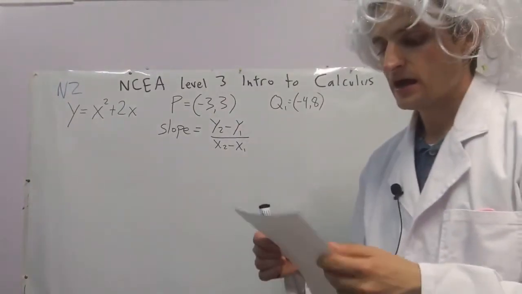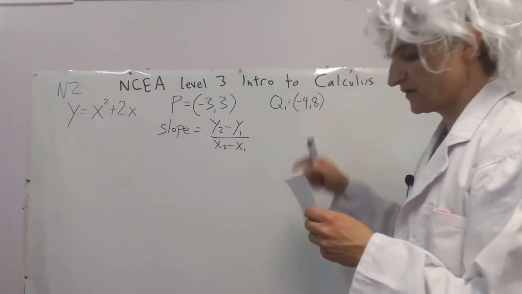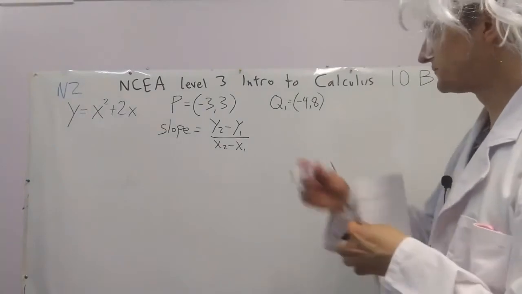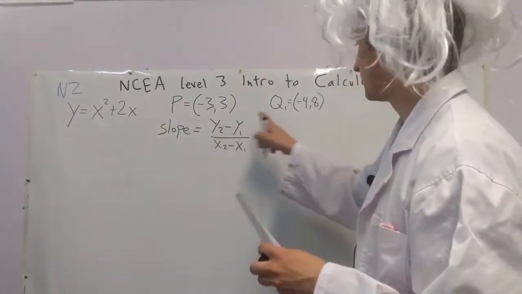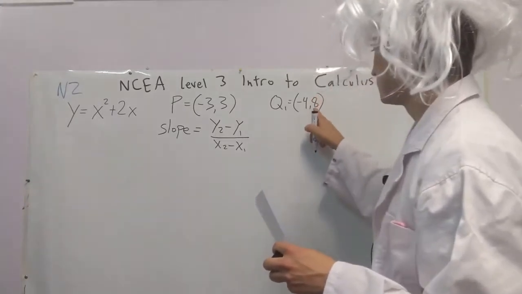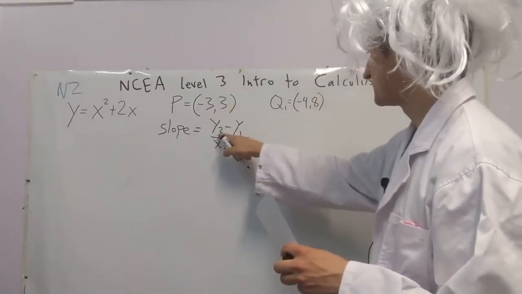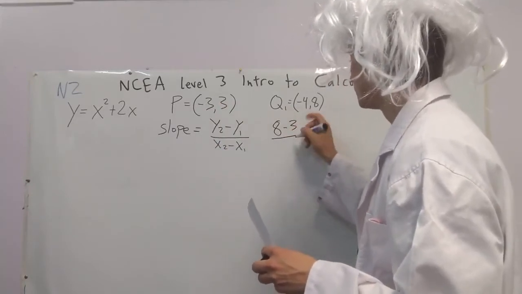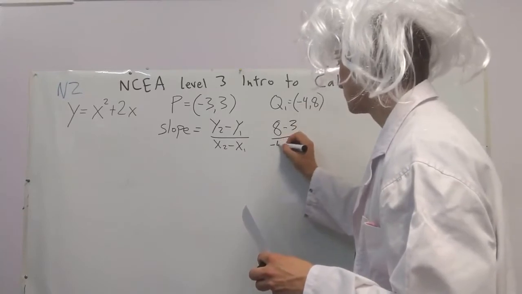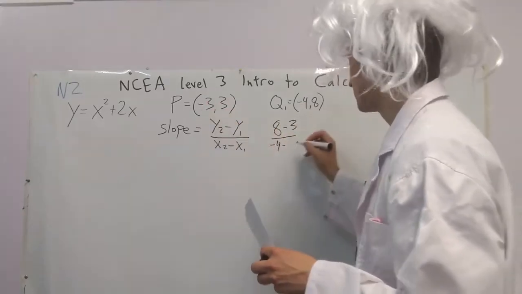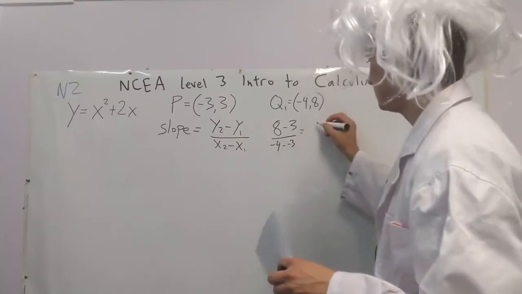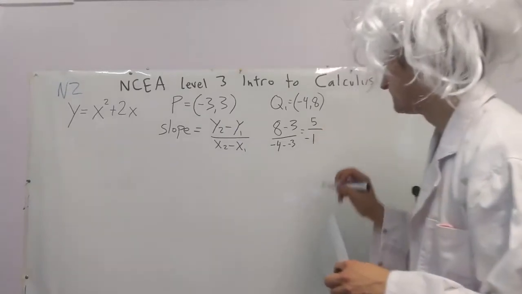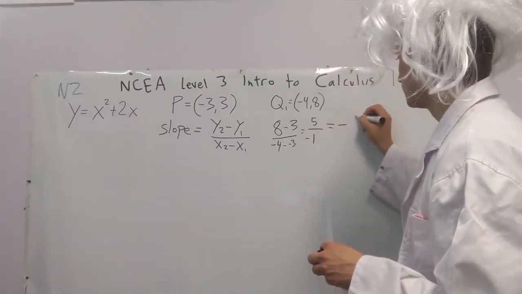2b. If Q1 is the point (-4, 8), calculate the gradient of PQ1. So we plug everything in. Let's go 8 minus 3, divided by -4 minus -3. That equals 5 divided by -1, which equals -5.